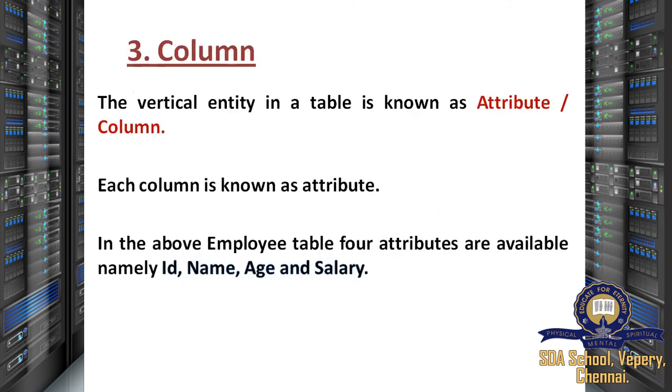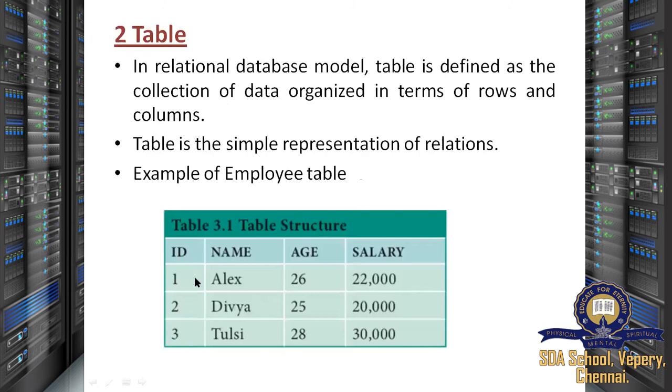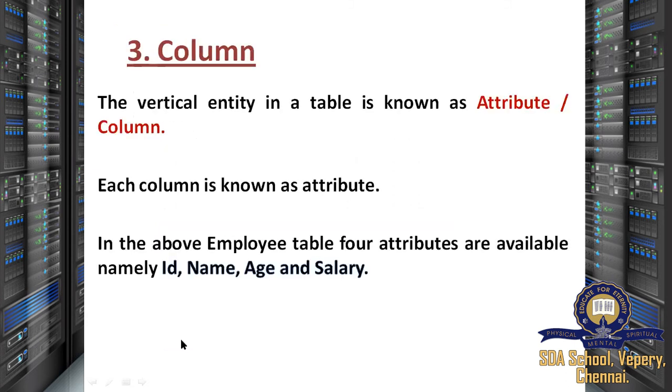Third concept of RDBMS, column. Just now I studied about table. Every vertical entity, see, if you take this table now, this ID, look at this one. This is your vertical entity. This vertical entity is called a column. A column can be called an attribute in a table. Each column is known as an attribute.